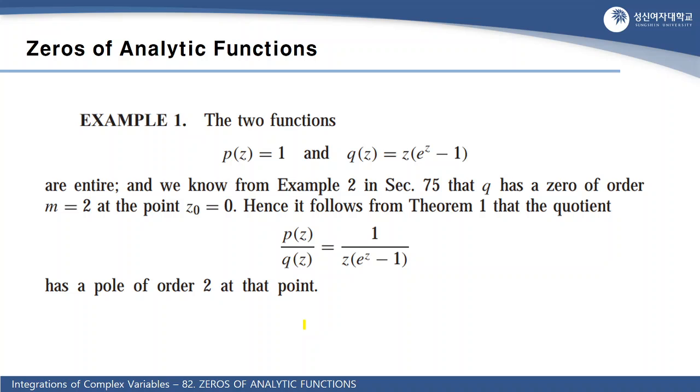Let's look at example 1. The two functions: P of z is 1 and Q of z is z times e to the z minus 1. These two functions are entire. It is easy to check it. And we know from example 2 in section 75, Q of z has a 0 of order m equal to 2 at the point z naught equal to 0.